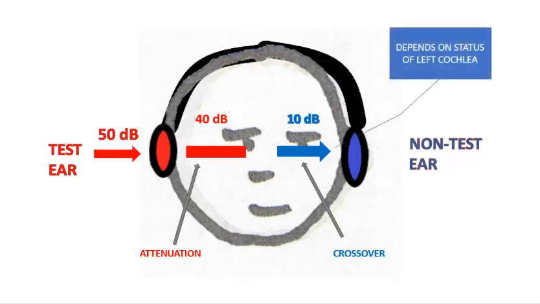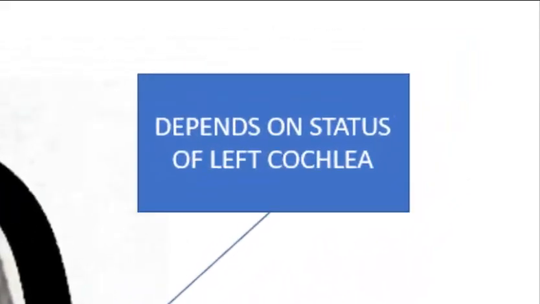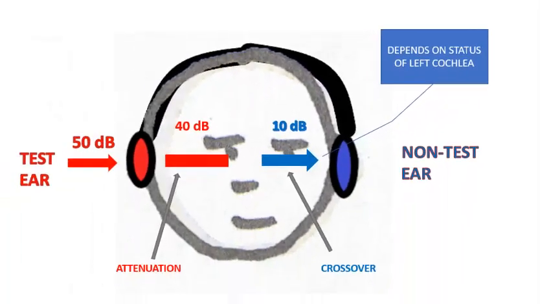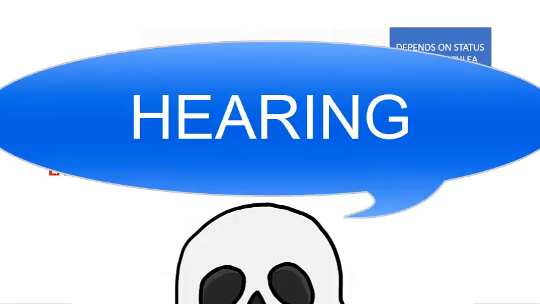Whether or not this 10 dB amount of crossover will affect or bother the left non-test ear depends on the cochlear hearing of the left ear. The cochlear hearing is reflected in the bone conduction hearing on that non-test ear side. If the bone conduction thresholds of the left ear are all 70 dB, then 10 dB of crossover will not affect it. If the bone conduction hearing of the left ear is minus 5 dB, then a 10 dB crossed sound will likely be heard on that left side, and we refer to this as cross hearing.